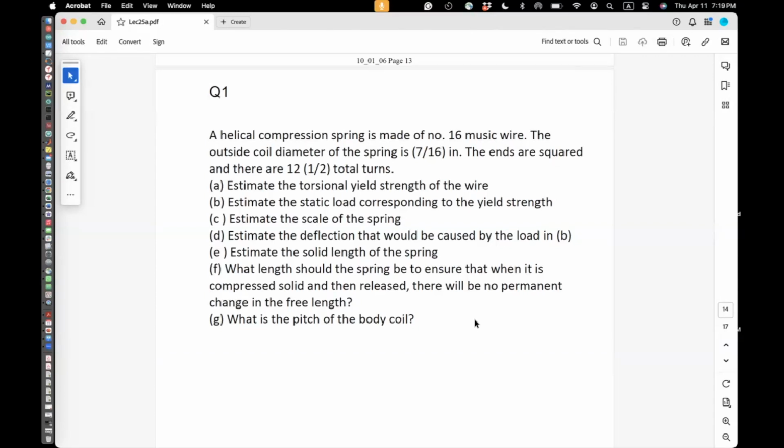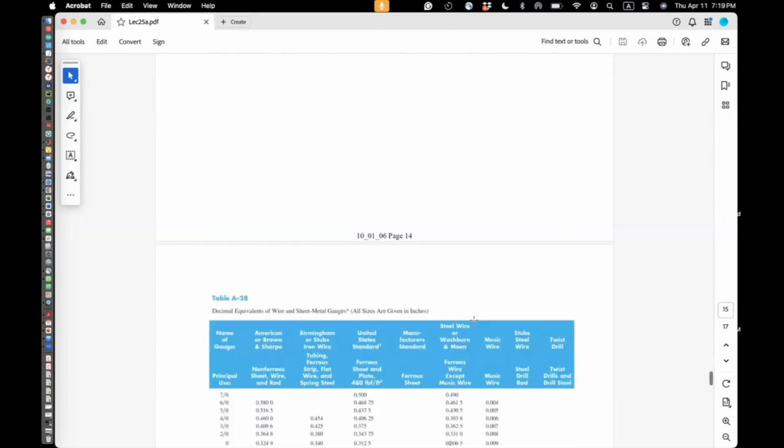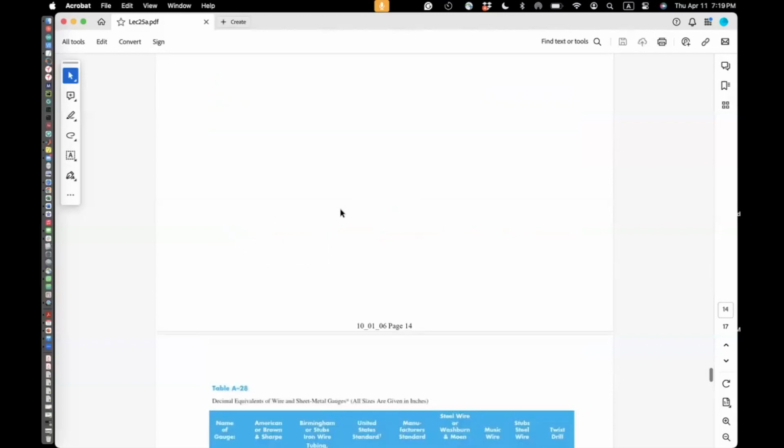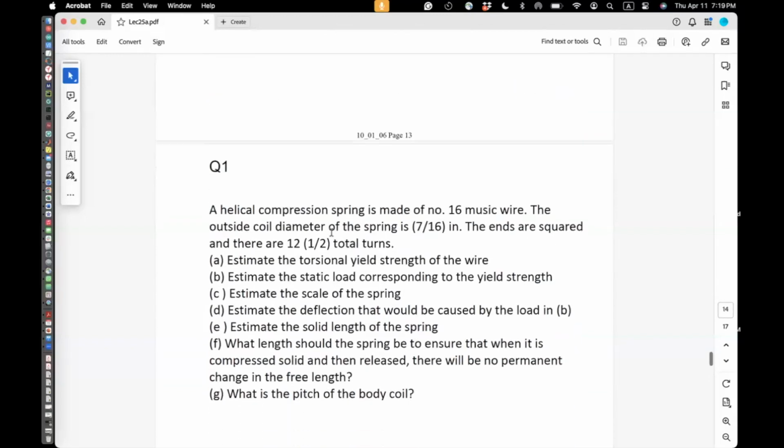You can use the formulas we've learned here to solve for these 7 sub questions. Okay, this is a table we'll be needing. It's from the appendix A28. So for the first question, which is A20, problem A, we need to estimate the torsional yield strength of the wire. For that, we need to look up this particular spring. It's a number 16 music wire spring, and the outside coil diameter is given.